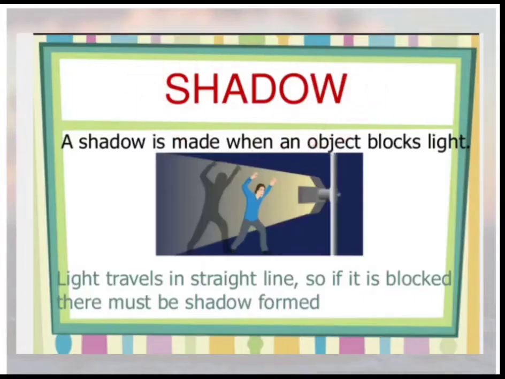Shadow. What is shadow? Can you see a dark patch on the wall? Yes, this dark patch is known as shadow. Whenever any object blocks the path of the light, a black patch is formed on the screen or on the wall, and that is known as shadow. You know, light travels always in a straight line. So, if it is blocked, there must be shadow formed.